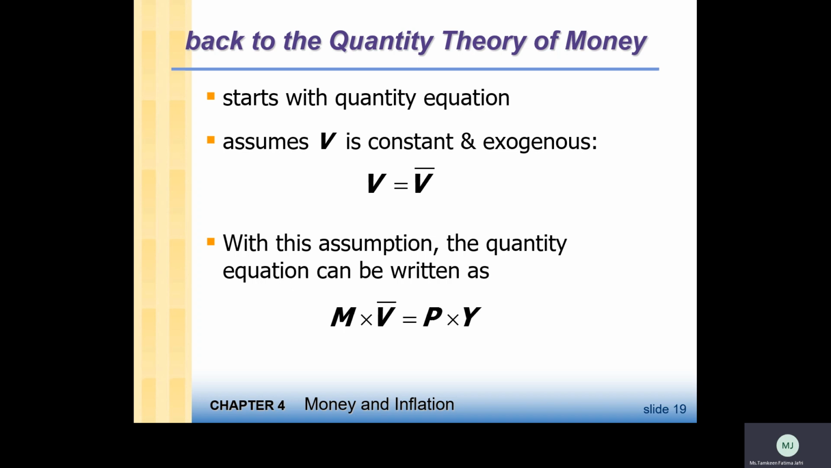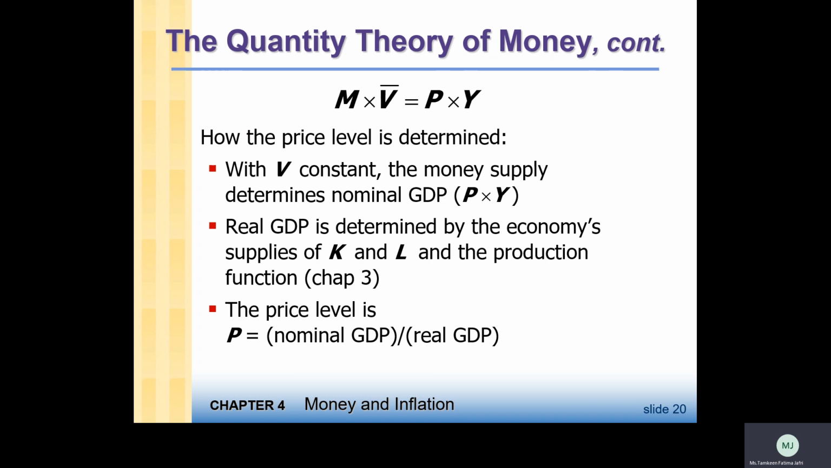So back to the quantity theory of money. Although I have gone through this, let's just go over it one more time for your revision. The quantity equation assumes that velocity is constant. So with that assumption, the quantity equation transforms to this. Now, in the next step, what we would like to do is convert this equation into percentage form.